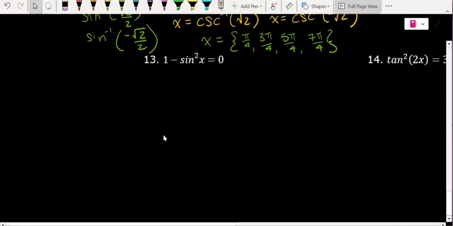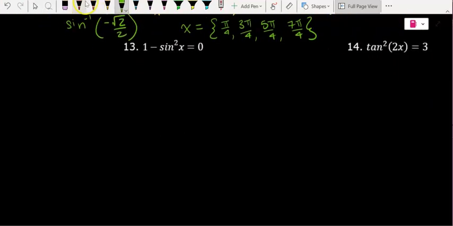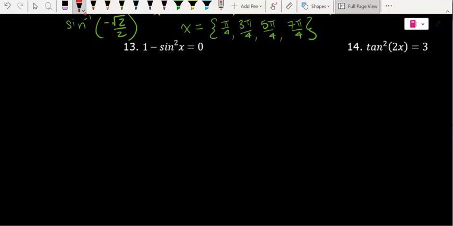And then number 14 here, oh, there it goes, number 13, okay. So for this one, I've got 1 minus sine squared. Depending upon when you've watched this, you also know that that's cosine squared, but we'll get into that. So now I'm going to subtract 1 from both sides. So that's going to get me negative sine squared x, and that's going to equal negative 1.